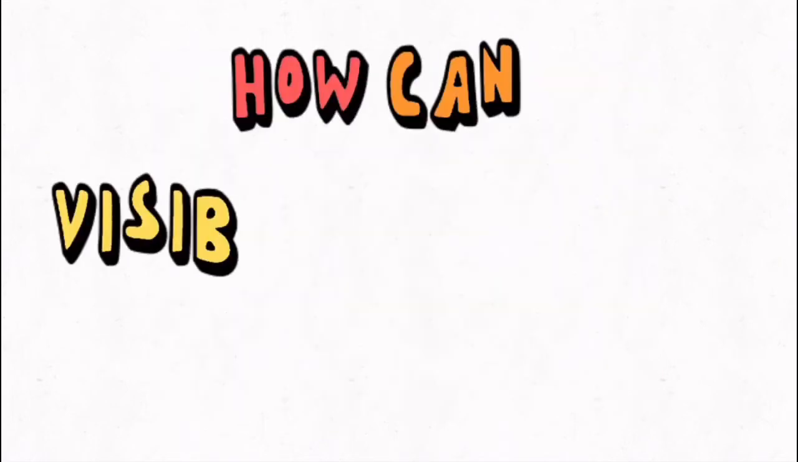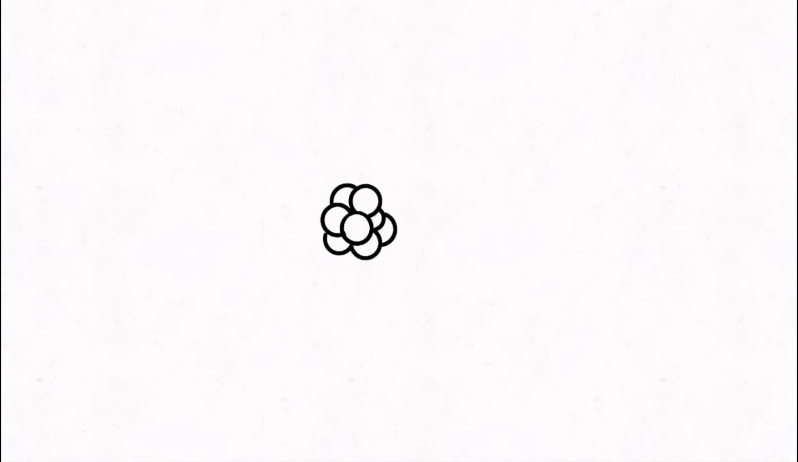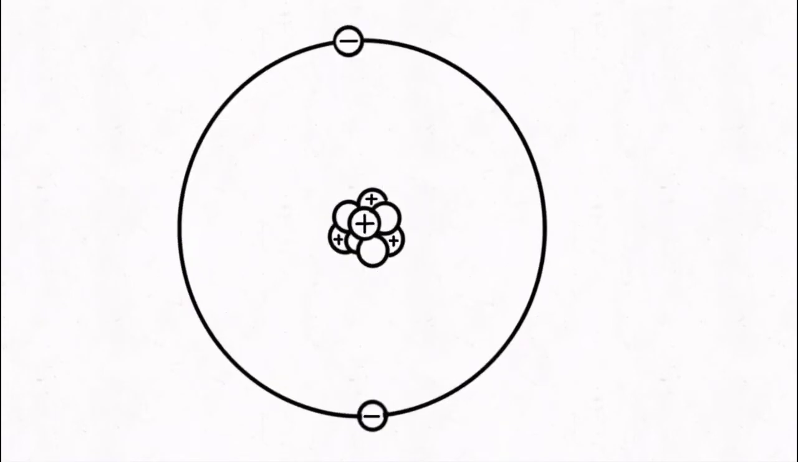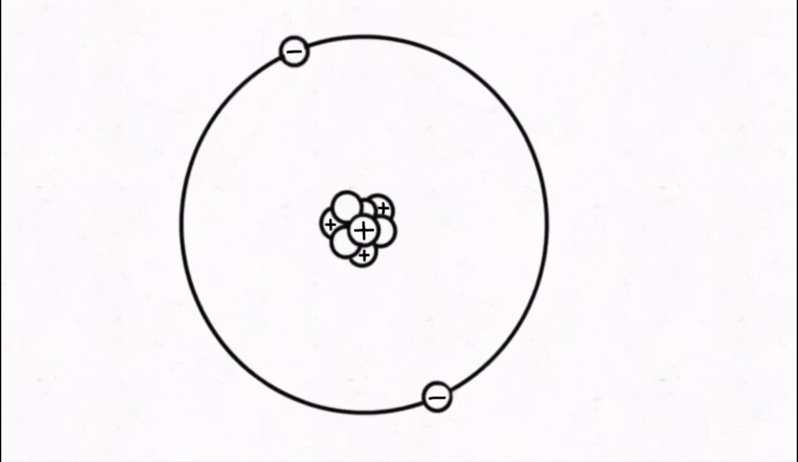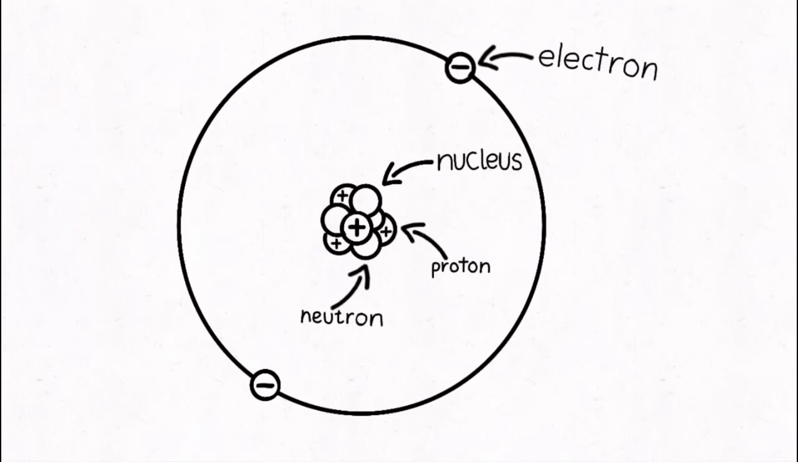Our third question is, how can visible light pass through glass? Whether visible light can pass through a substance depends on the nature of the atoms of which it is made. Each atom consists of a central nucleus containing positive and neutrally charged particles, known respectively as protons and neutrons. Tiny negatively charged particles, known as electrons, orbit the nucleus of an atom.